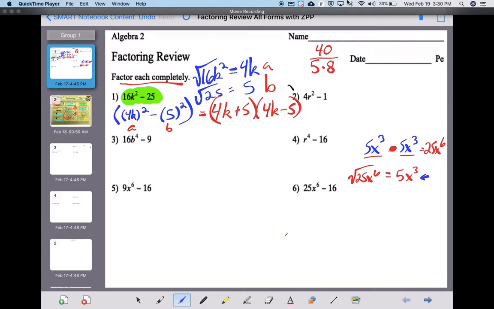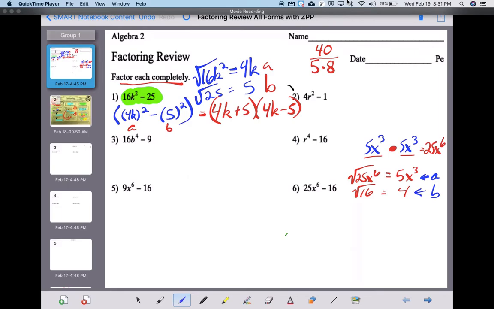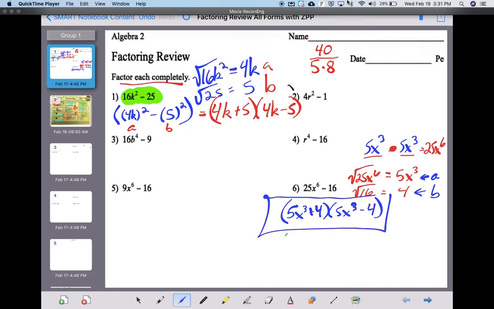This will be like my A term in your factored form. And then let's go to the second term that we can square root, and the square root of that is 4. This is like my B term. What am I talking about with A's and B's? A and B represent the square root of the first and second terms that are being subtracted. So now I plug my A and B values into this template: A plus B times A minus B, and that will be the factored form of this binomial. So it'll be 5x to the 3rd plus 4 times 5x to the 3rd minus 4. I have just factored that binomial.